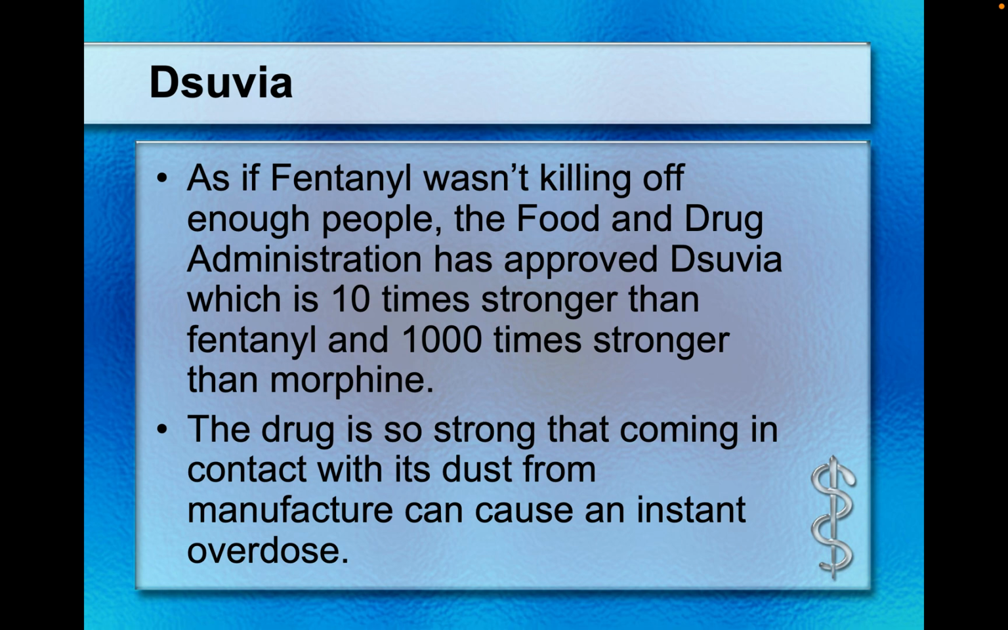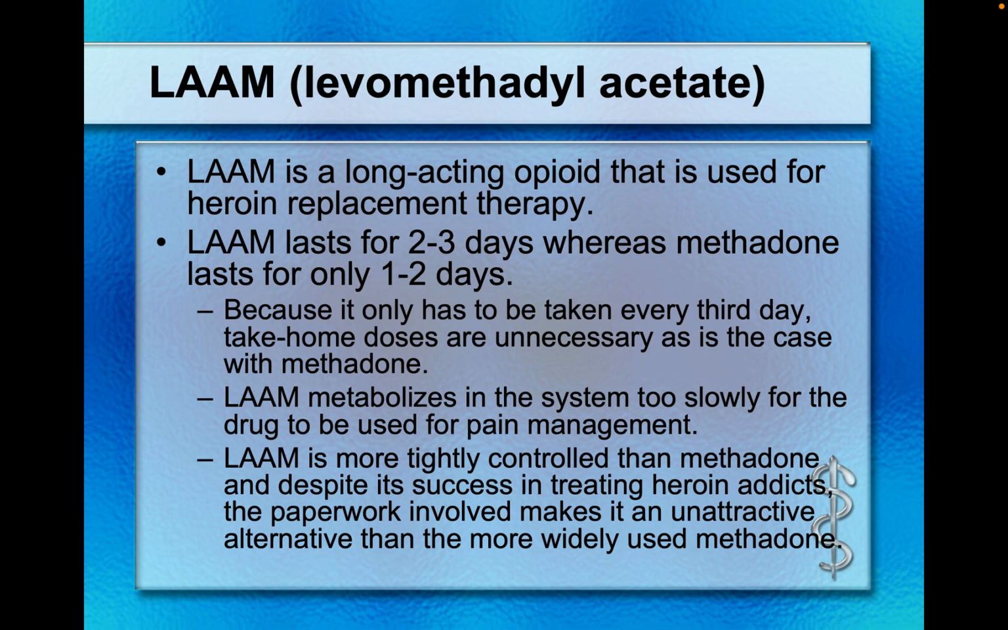Suvia. As if fentanyl wasn't killing off enough people, the Food and Drug Administration has approved Suvia, which is 10 times stronger than fentanyl and 1,000 times stronger than morphine. The drug is so strong that coming in contact with its dust from manufacture can cause an instant overdose. Why in the world would they do this? Anyway, Suvia is out there, so be careful.